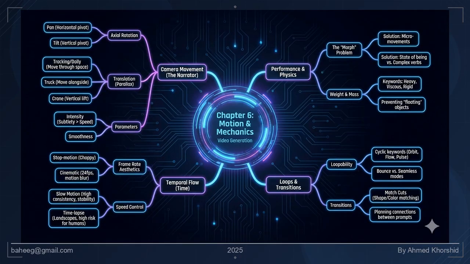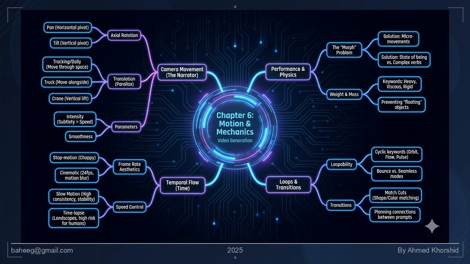Figure: Mind Map, Chapter 6, Motion and Mechanics. Mind Map Structure. Central Node: Motion and Mechanics, Video Generation. Branch: Camera Movement, the Narrator. Subbranch: Axial Rotation: Pan, horizontal pivot; Tilt, vertical pivot. Subbranch: Translation: Parallax, Tracking, Dolly, move through space; Truck, move alongside; Crane, vertical lift. Subbranch: Parameters: Intensity, subtlety, speed, smoothness.